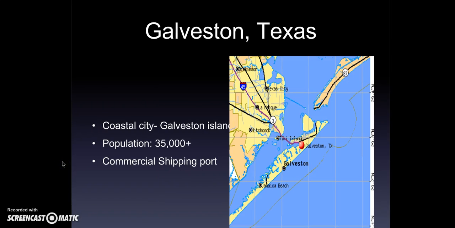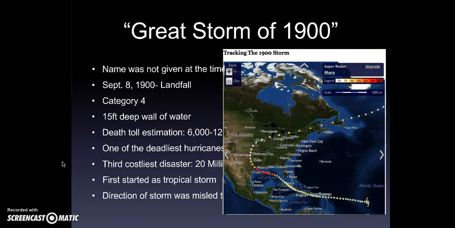The hurricane was located in Galveston, Texas, which was a coastal city on Galveston Island. At the time, the population had exceeded 35,000 people, and Galveston was most notably known for its commercial shipping port, and this is where they gained most of their economic stability.